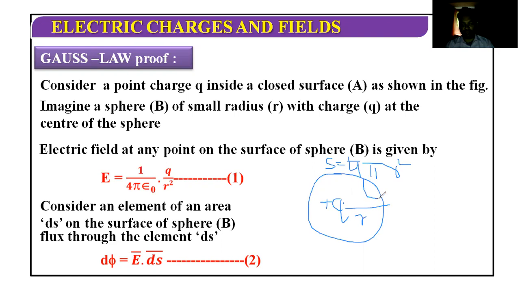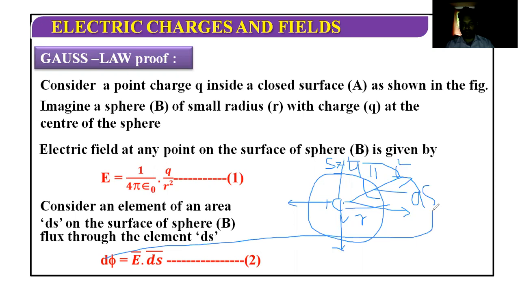And we took a small area ds. So the flux through the ds, because the charge is emitting a radial electric field in all directions, the flux will pass through this ds also. So this is the flux passing through this ds, and this flux can be written as d phi equal to E dot ds. So now just put the value of E from the Coulomb law.